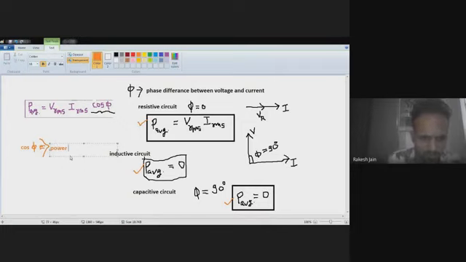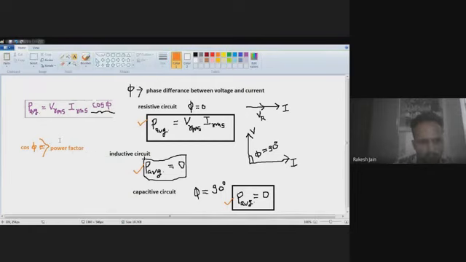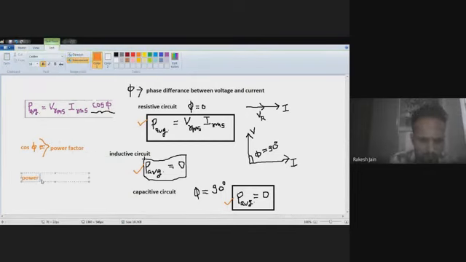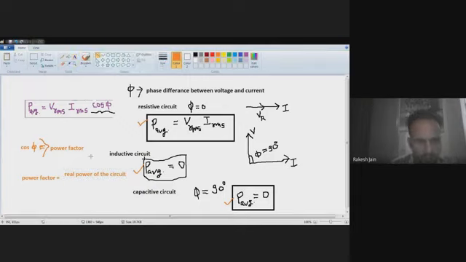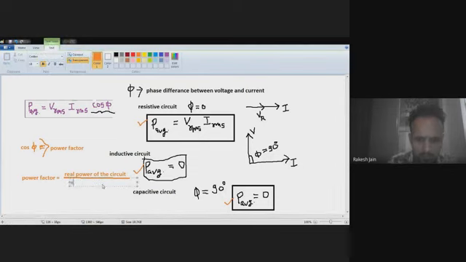In terms of the standard definition, we can say the power factor is the ratio of the real power of the circuit divided by the apparent power of the circuit. So that is known as your power factor, with apparent power and real power.